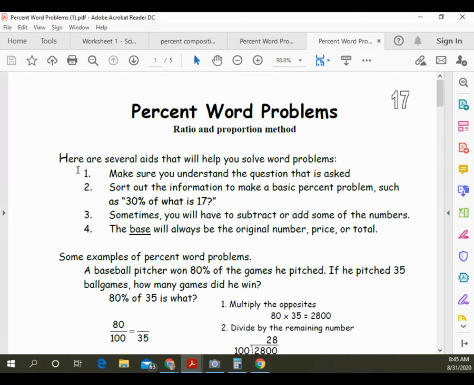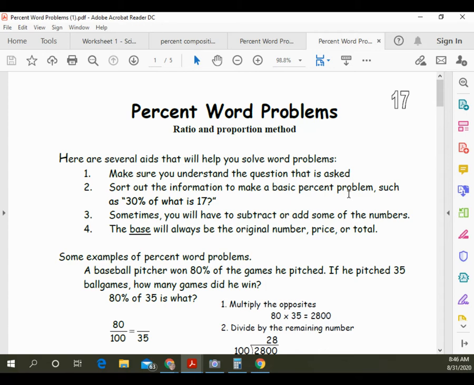It says, here are several aids that will help you solve word problems. So these are like tricks you can go back to. Make sure you understand the question that is asked. Sort out the information to make a basic percent problem, just like we did with that lab. So we had to sort out the beans, we had to sort out the beads, you got to sort out your information. Sometimes you'll have to subtract or add some of the numbers. So just like in the lab that we did, we had to add together the contaminants. The beans were not what we wanted in our soil mix. The base will always be the original number, price, or total.